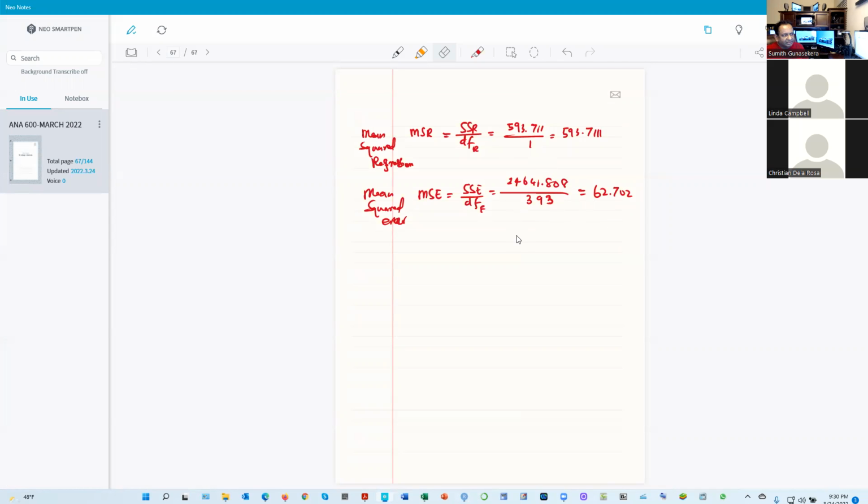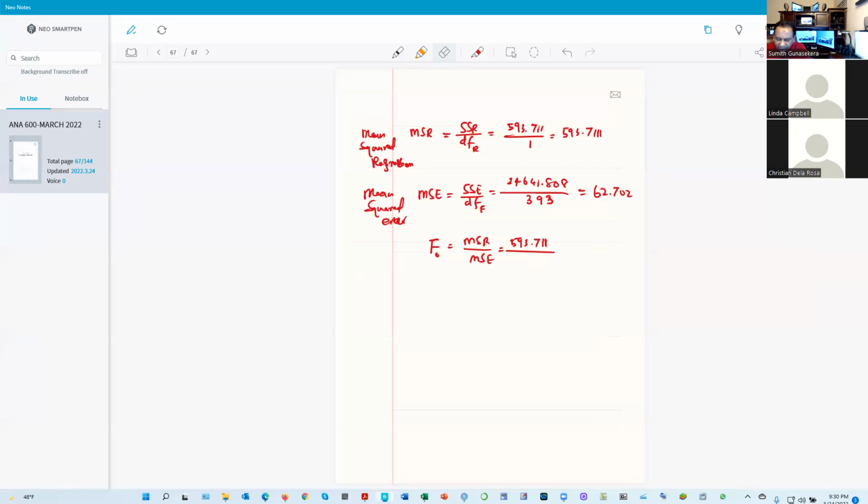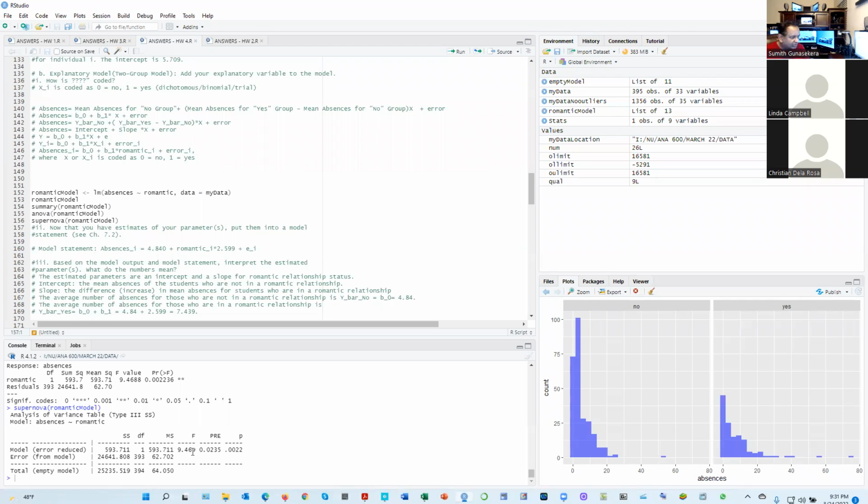They divide these, and then later on you get the F. How do you get the F? I'm going to call it F naught: mean squared regression divided by mean squared error, which is 593.711 divided by 62.702. That's the value we have over here: F of 9.469.